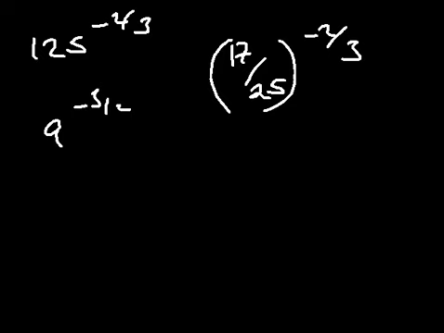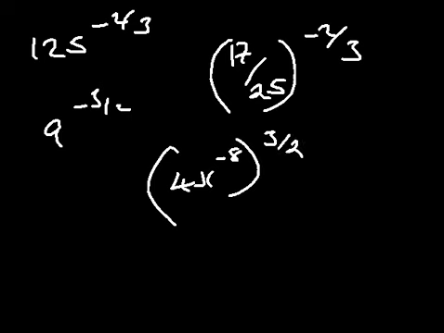Let's say we have 4x to the power 3 over 2. Try to go through those cases. Let's say we have 3 to the power 0 times 2 to the power negative 2. Try to express that.